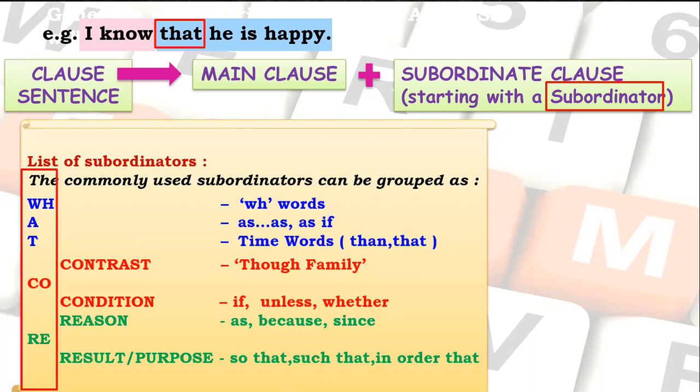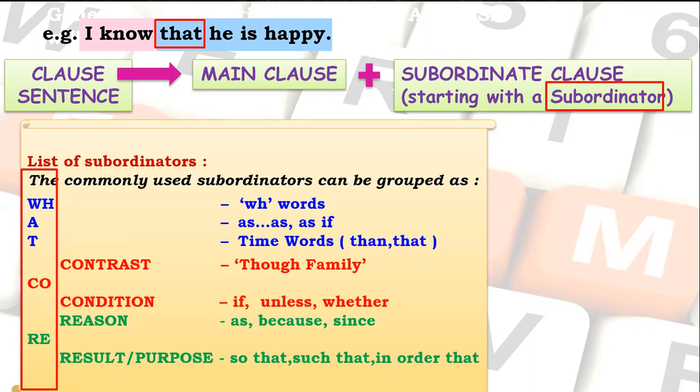Then next we have contrast, the though family. What is the though family? Although, even though, though, and even if. These are the four words which we have in the though family. Condition: if, unless, whether. Reason: as, because, since. Result and purpose use the same words: so that, such that, in order that. So in this way, if you want to remember this, we have a shortcut formula, WHAT CORE.